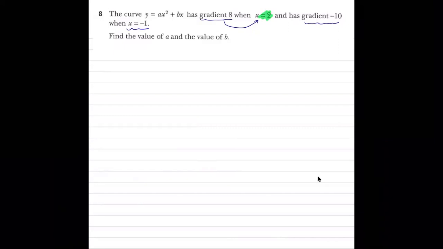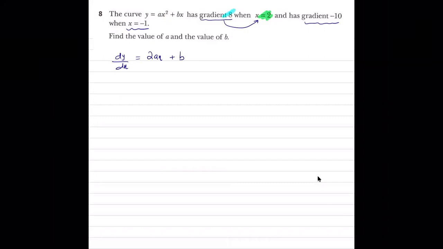The first thing that you are going to do is differentiate the equation y. So dy by dx is going to come out as, what is the differentiation of ax squared? 2ax. Plus the gradient of bx? b. Right. Very good.